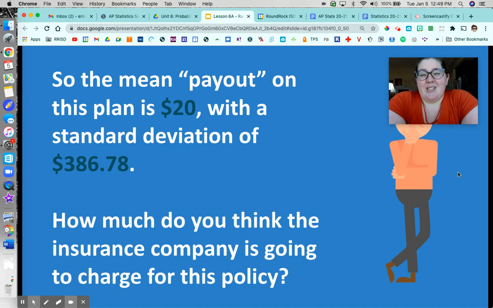But with that big of a standard deviation, they're going to want to cover themselves and make sure that if something weird happens, if the probability doesn't work out perfectly, they still end up making money. So they're probably going to charge much more than $20, because that standard deviation is very, very, very large.